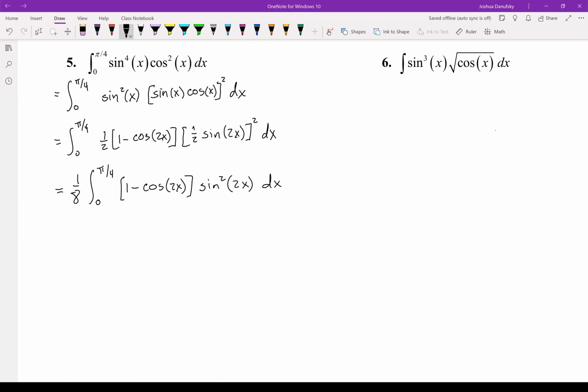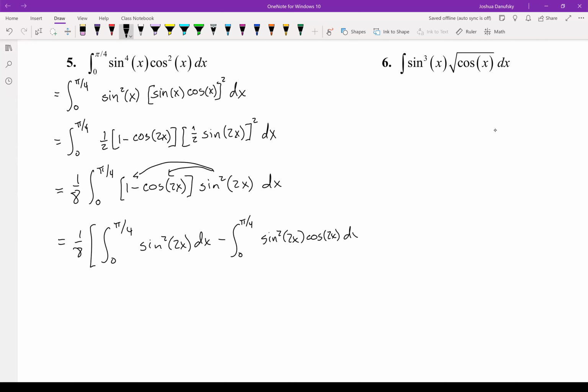So now let's go ahead and see what happens when we distribute our sine squared. We've got 1/8 times the integral from 0 to pi over 4. I'm going to get sine squared 2x when I multiply here. I'm going to put a dx there and then subtract off the integral from 0 to pi over 4, the integral that we get here, which is going to be sine squared 2x cosine 2x dx. And the nice thing about that is back here, we'll be able to do a u sub. And over here, we'll do another power reduction formula.